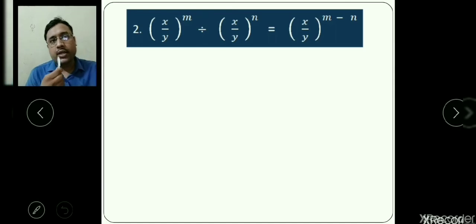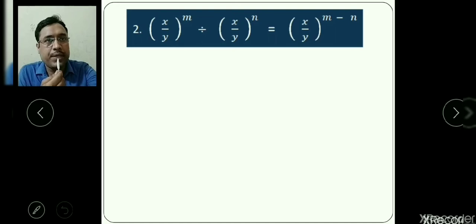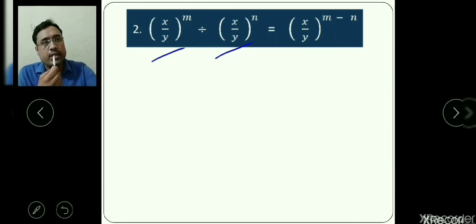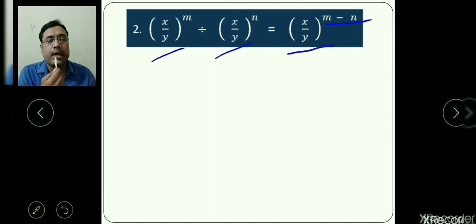That means here also the two exponential numbers are divided, but the base is the same in both numbers. There is a common base. So in this case, when there is a common base and you are dividing the numbers, then in the result you will write the same base and the exponents will be subtracted, m minus n.